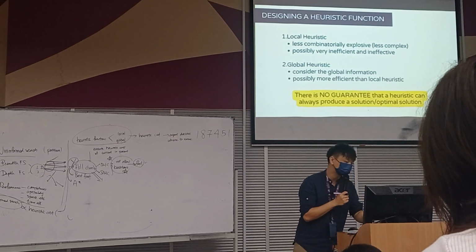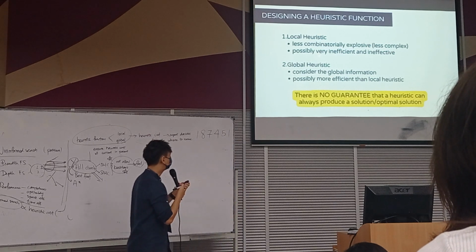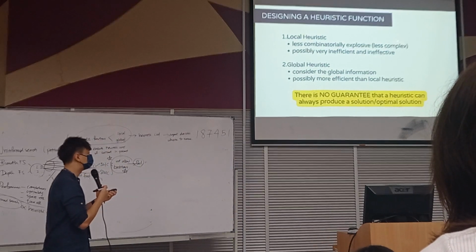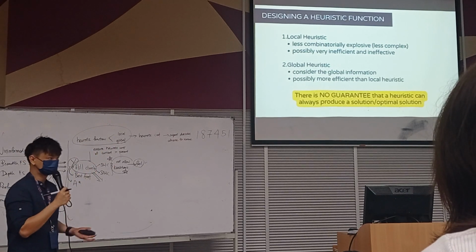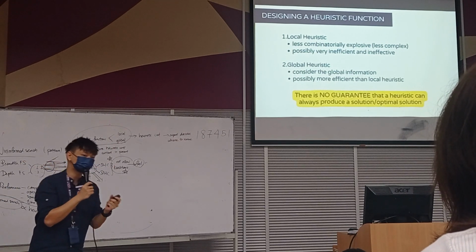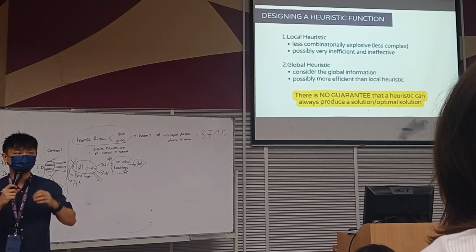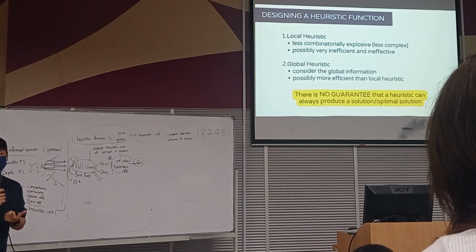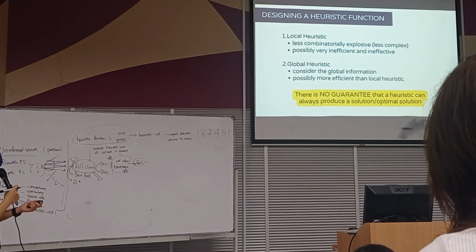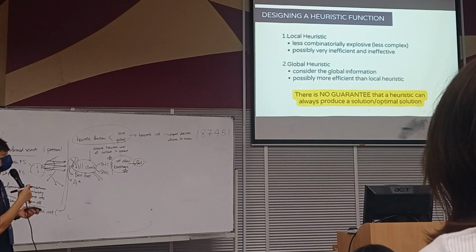So the local heuristic function here is very simple, very easy to design, but probably very inefficient and ineffective. Meanwhile, for global heuristic, we take the big picture. The moment that we design the heuristic function, we have to look at many factors. Okay, we have to consider this factor, then we design. So because of that, it's actually quite difficult to design global heuristic functions, but probably it will be more efficient and effective compared to the local heuristic.